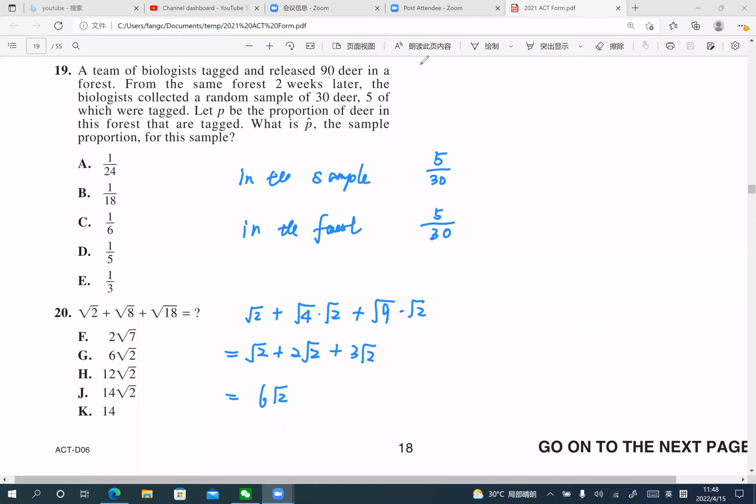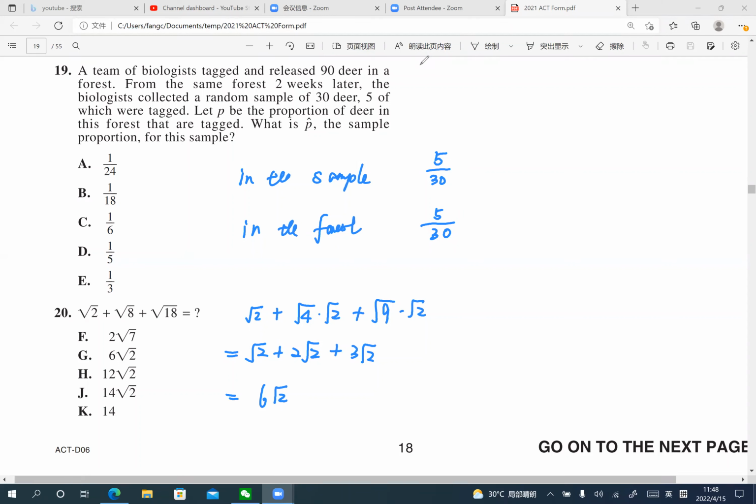Question 19. A team of biologists tagged and released 90 deer in a forest. From the same forest, 2 weeks later, the biologists collected a random sample of 30 deer, 5 of which were tagged. Let P be the proportion of deer in this forest that are tagged. What is P hat, the sample proportion for this sample?